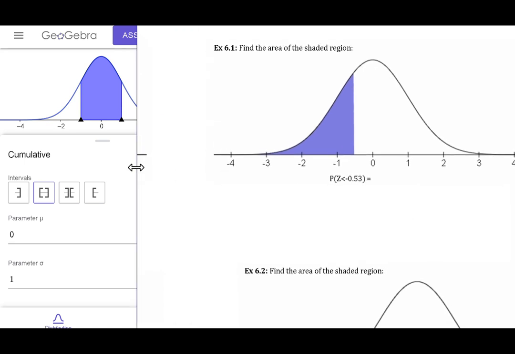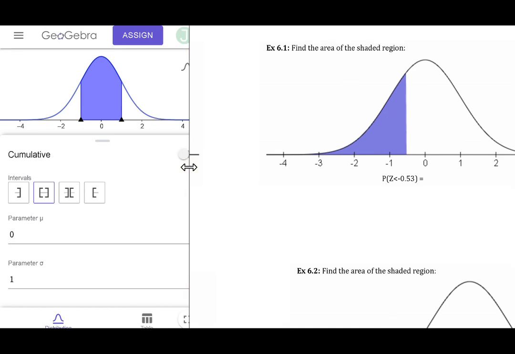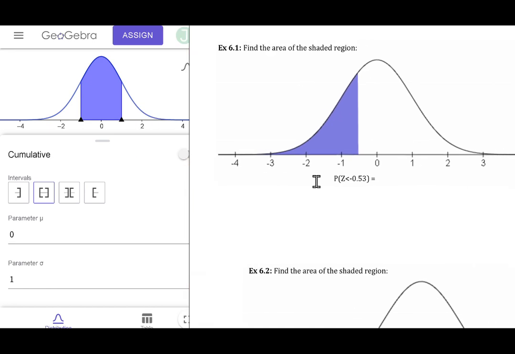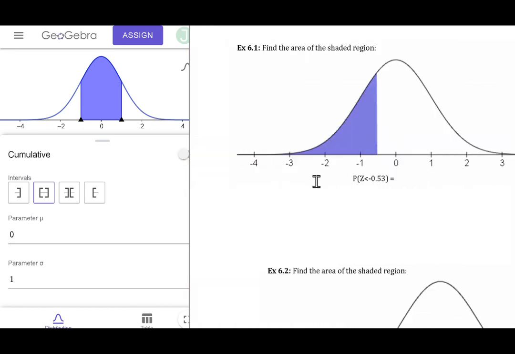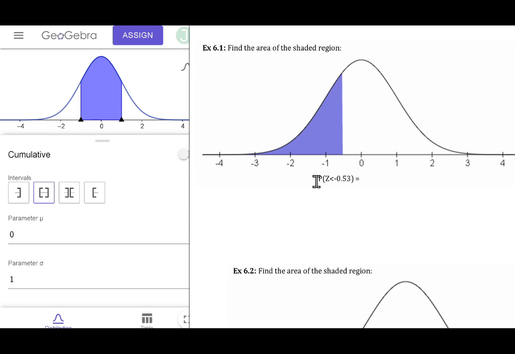Hello and welcome to another video. In this video we are going to be looking at how we can calculate the area underneath the standard normal distribution for a given region for given z-scores, using GeoGebra and the probability calculator within GeoGebra.